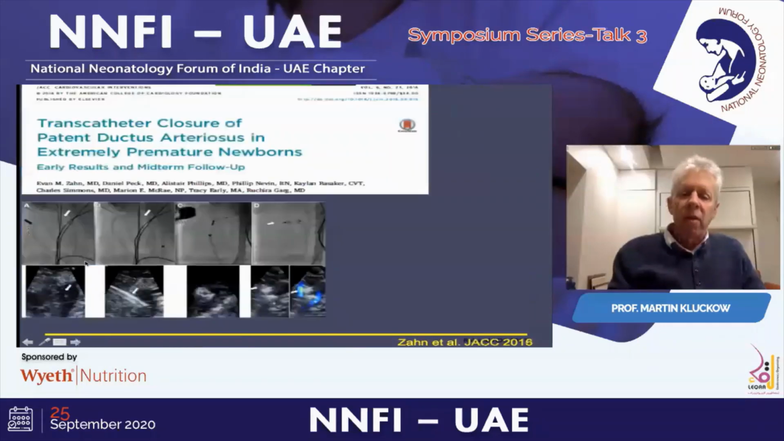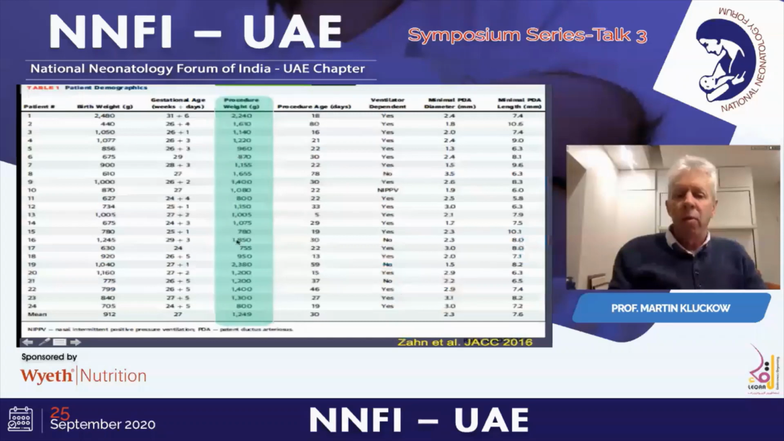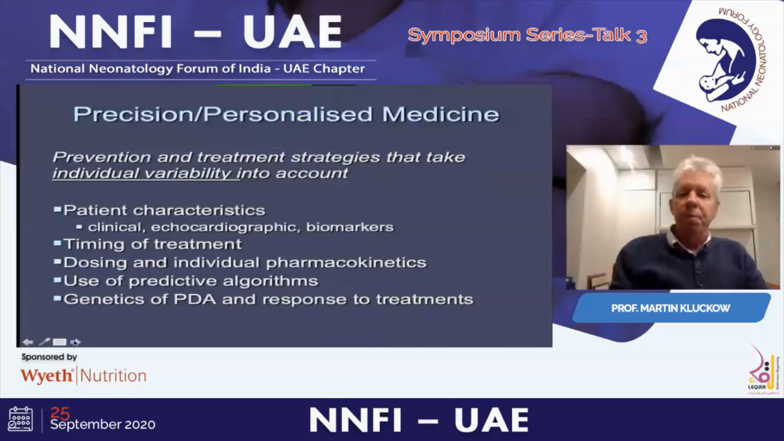And if we look at the individual studies, this is one of the initial studies of transcatheter closure in extremely preterm babies. And we just look at the weights of babies who were treated with an occluder. You can see there are a significant number of babies now below 1,000 grams who have been successfully treated with a catheter device. So this has some potential advantages for us in that there's high success rate, high efficacy, and the side effect profile is certainly less than surgical ligation and probably less than medical treatment as well.